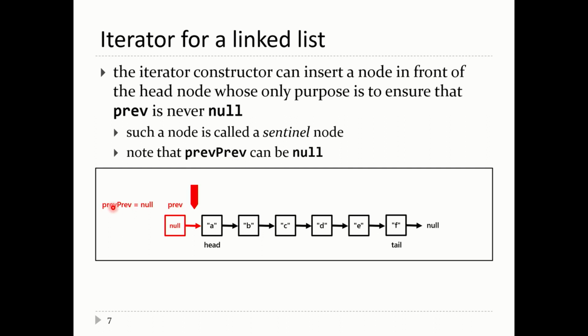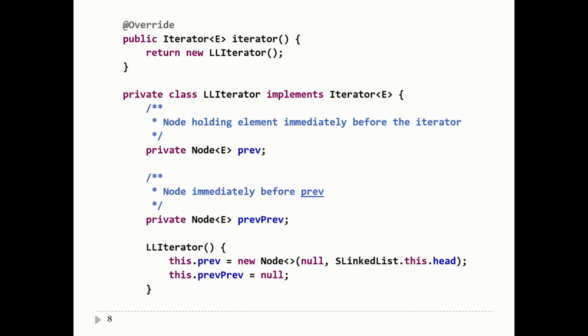Okay, previous can in fact be null. So there's no reason that previous can't be null. So in our constructor for the linked list iterator, we're going to sneak in a new node. We'll make a new node, store nothing in the node, but make that node point at the head of the list. Previous can in fact be null, so that's fine.